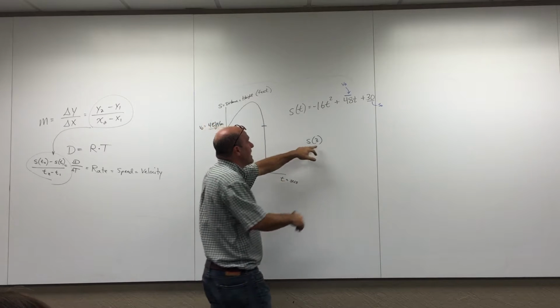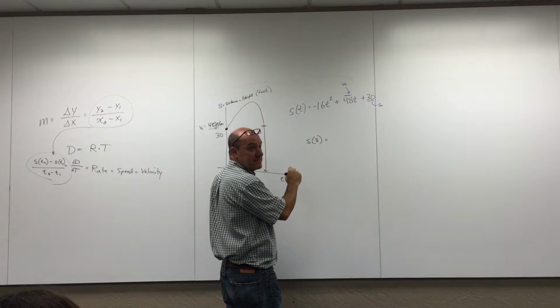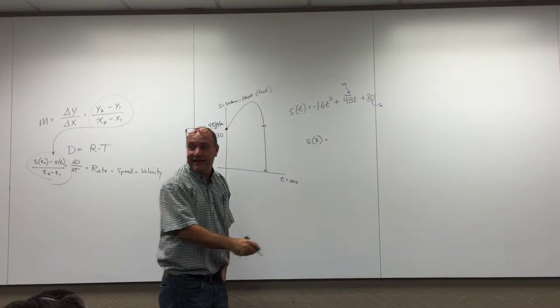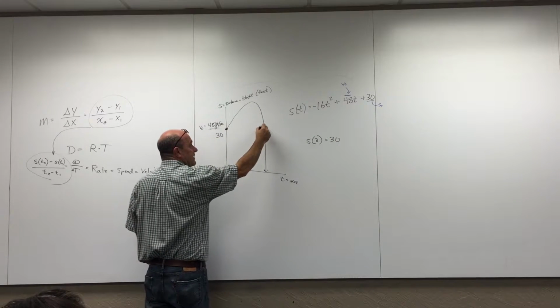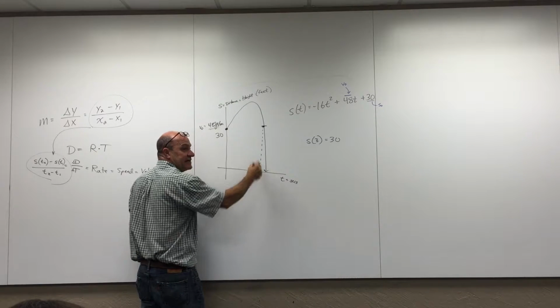I want to know this. What's the height after 3 seconds? 30 feet. What is it? 30. Yeah. Well, that's a miracle. I got lucky there. Guess what I just found? I found this place, I think, didn't I? Is that what I just did? Yep. At 3 seconds, that's its height.